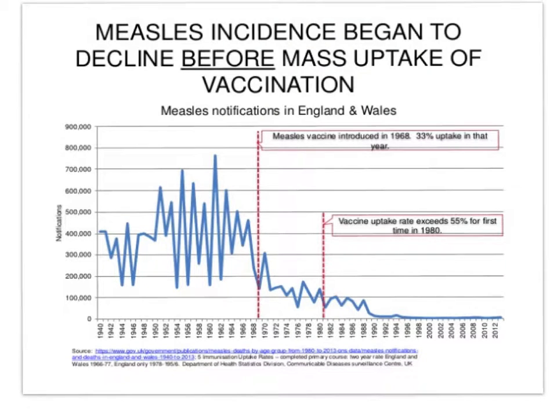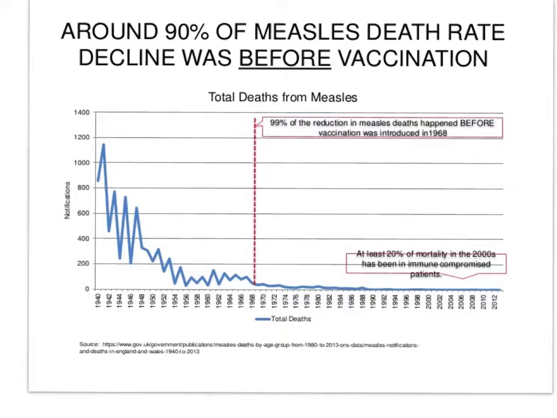But skeptics persist, and some suggest that the decline in the incidence of measles preceded the introduction of the vaccine. In this graph, the authors suggest that the decline in measles incidence, not death, started before people used vaccines in large numbers. The authors note the decline here and through here, in addition to the fact that only 33% of the people were taking the vaccine. The same authors suggest that the measles death rate declined well before the 1968 introduction of the vaccine.